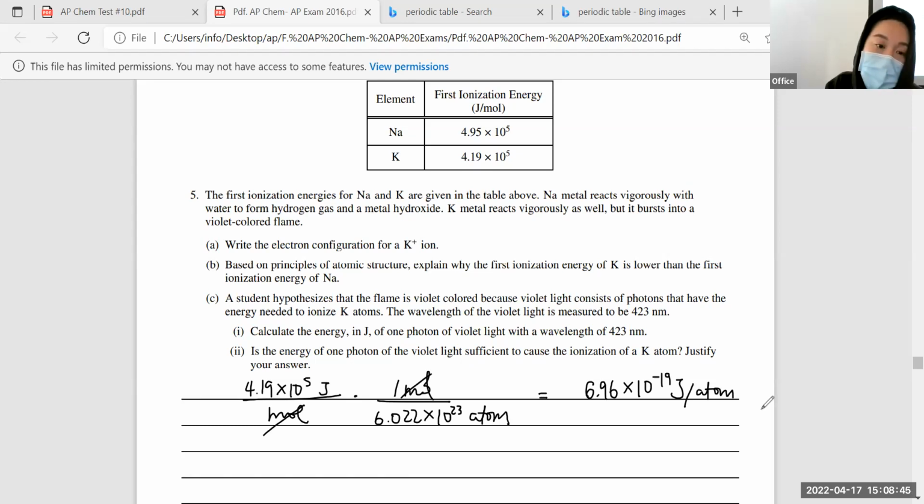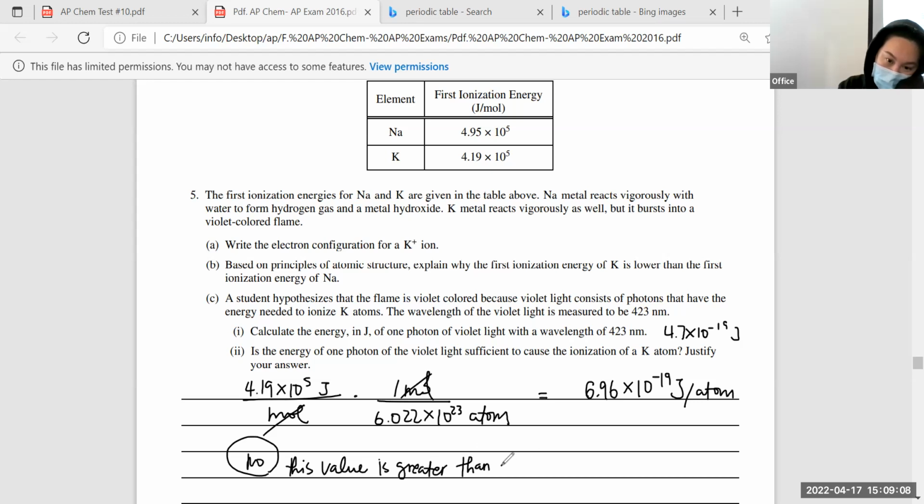Right? Do I have enough? No. Right? Part 1, I got 4.7. So answer is no. This value is greater than the energy in one photon of light.